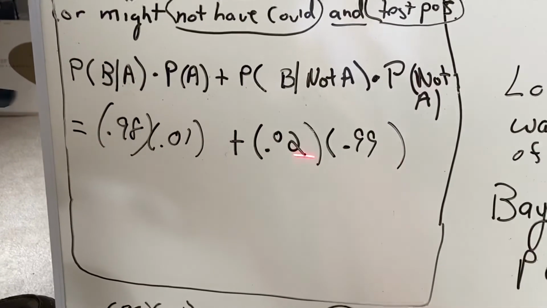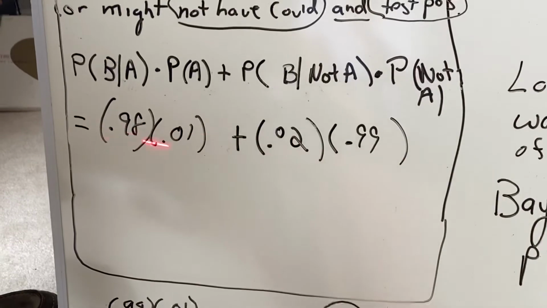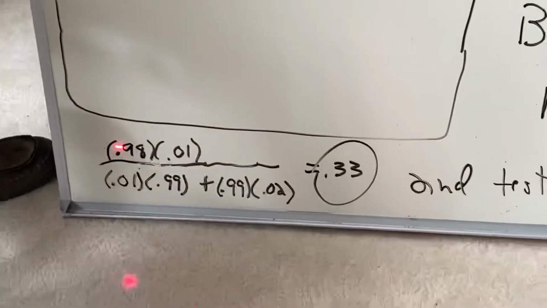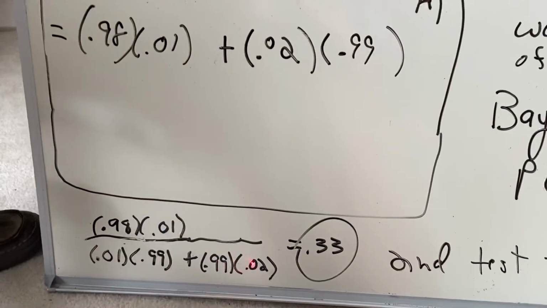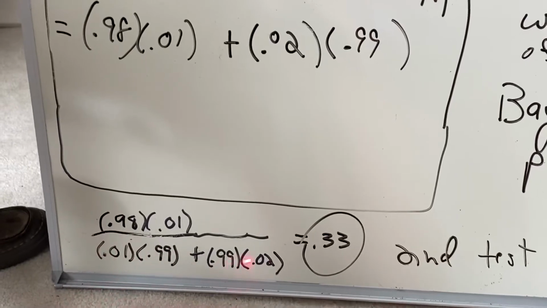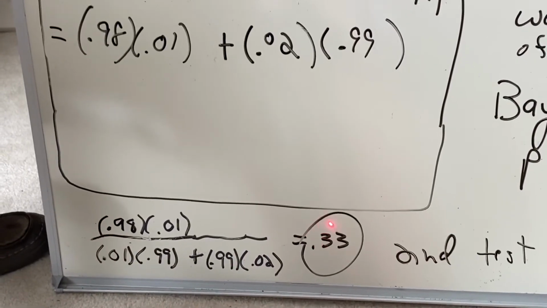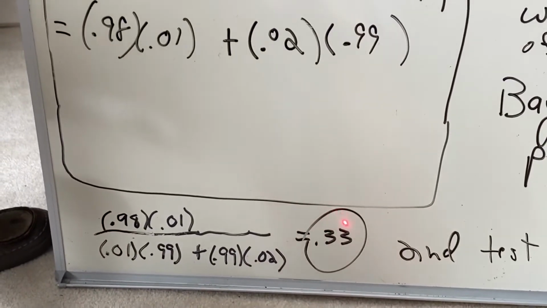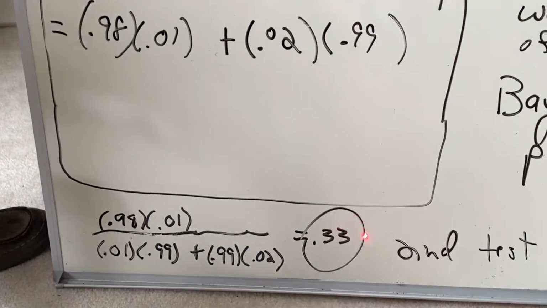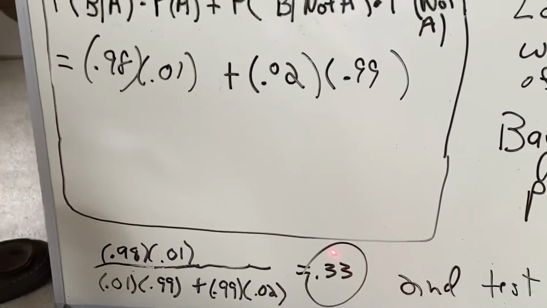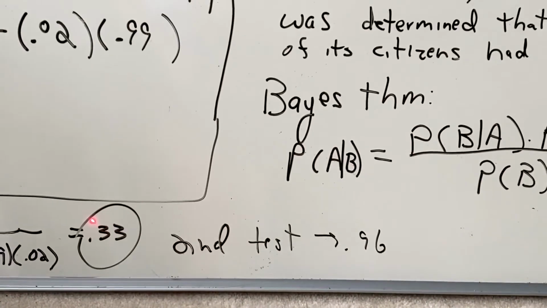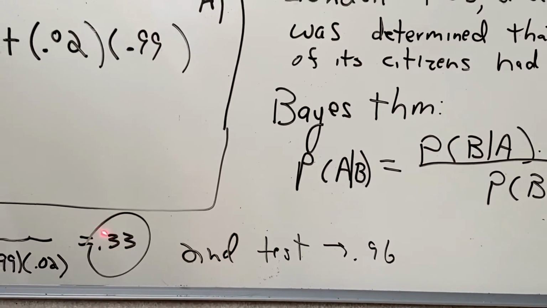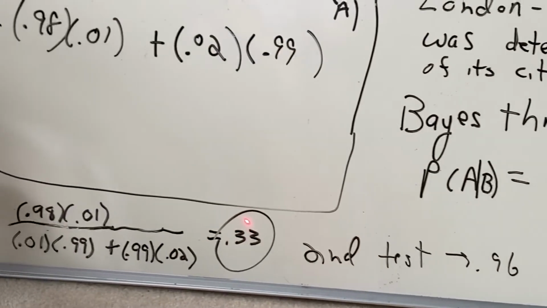So here are the 4 parts to the denominator. The rest is easy. Here's the numerator of Bayes' theorem. Here's the denominator we just calculated. That works out to a mere 0.33, or about 33%. So what is that saying? That is really saying under these assumptions, which are pretty reasonable, there's just a 33% chance that the person did have COVID.